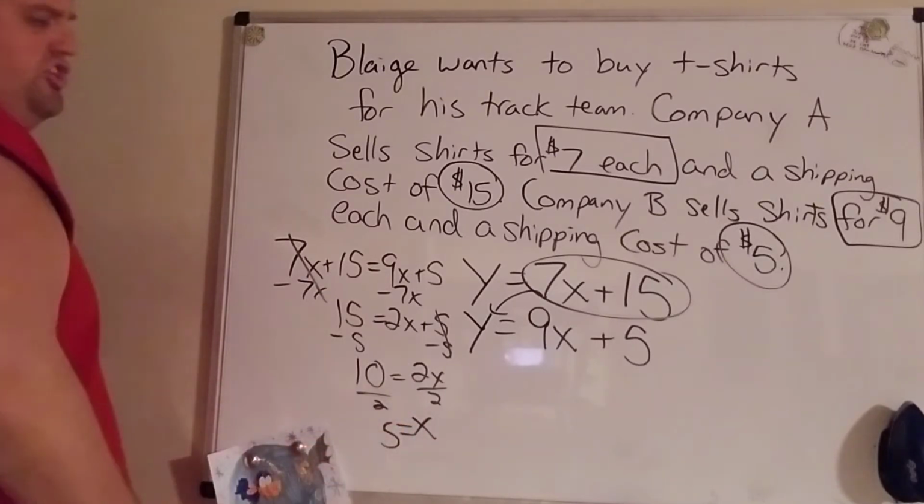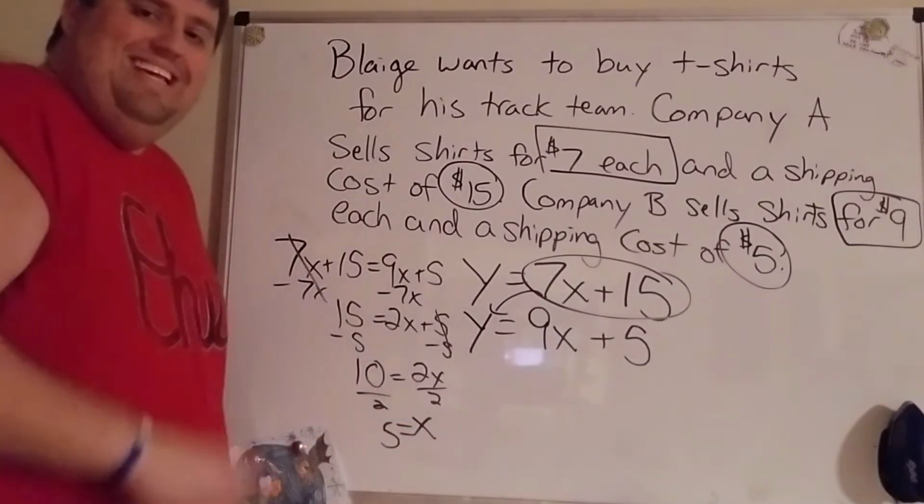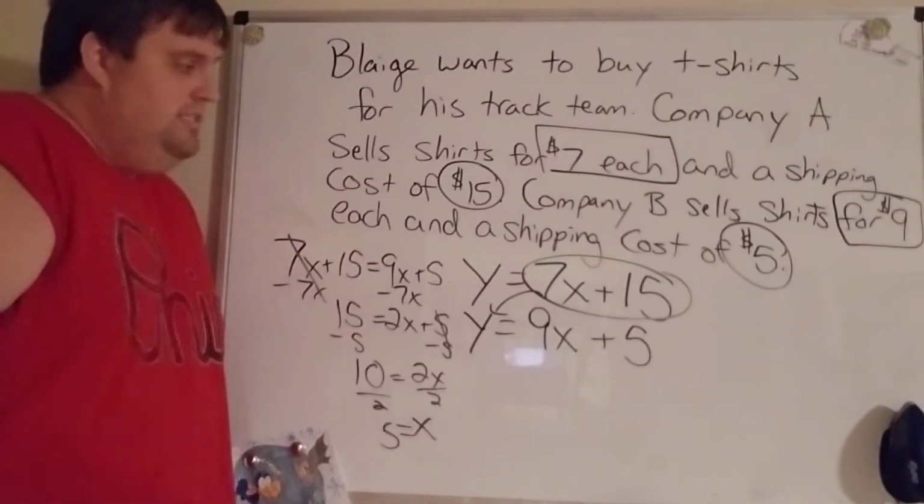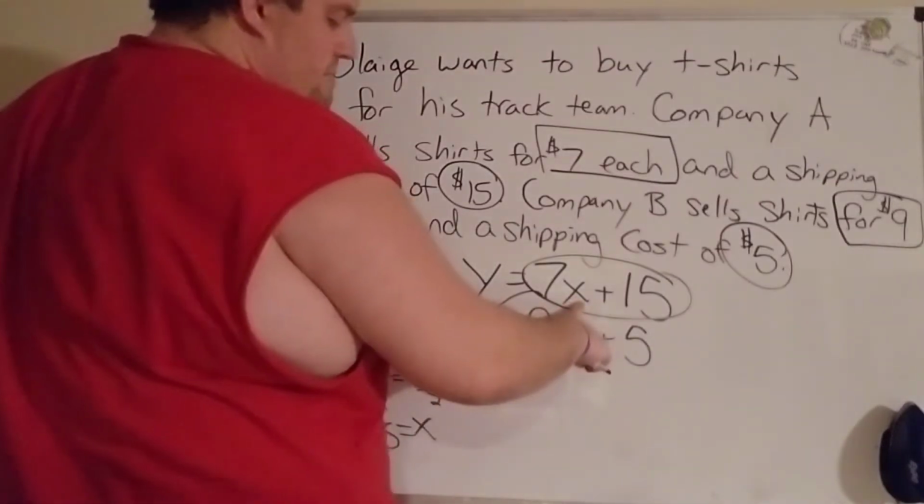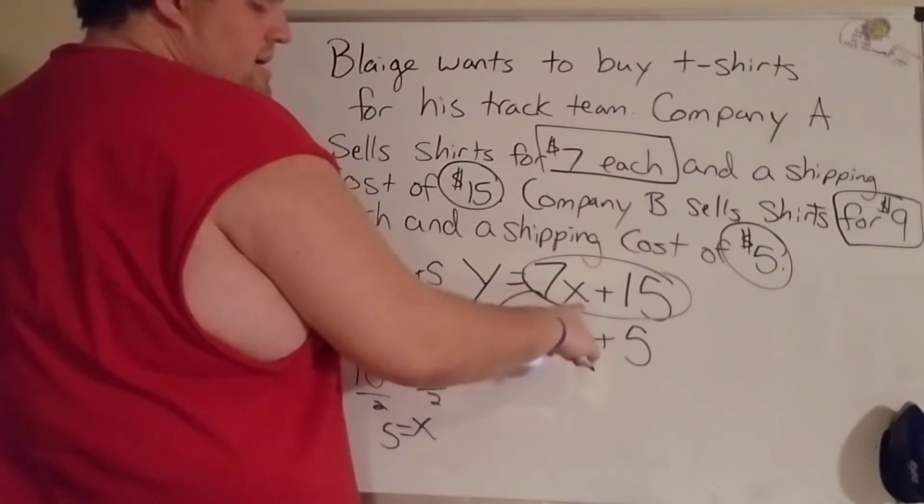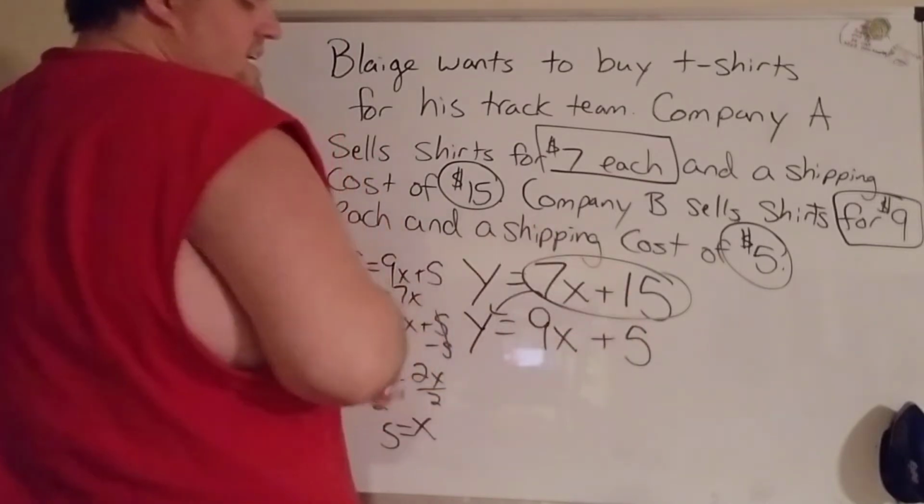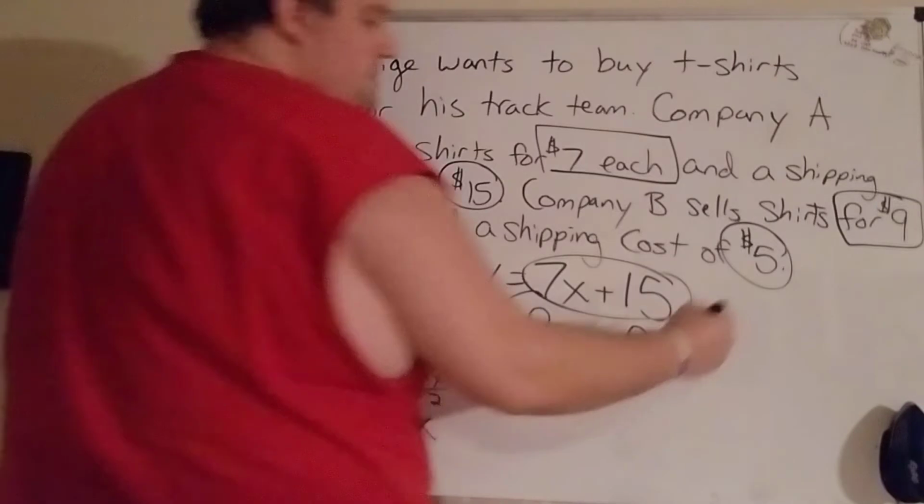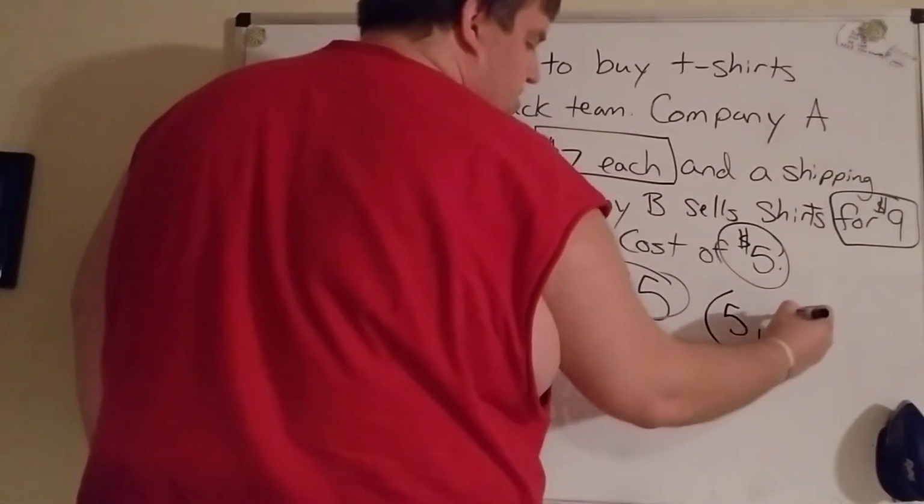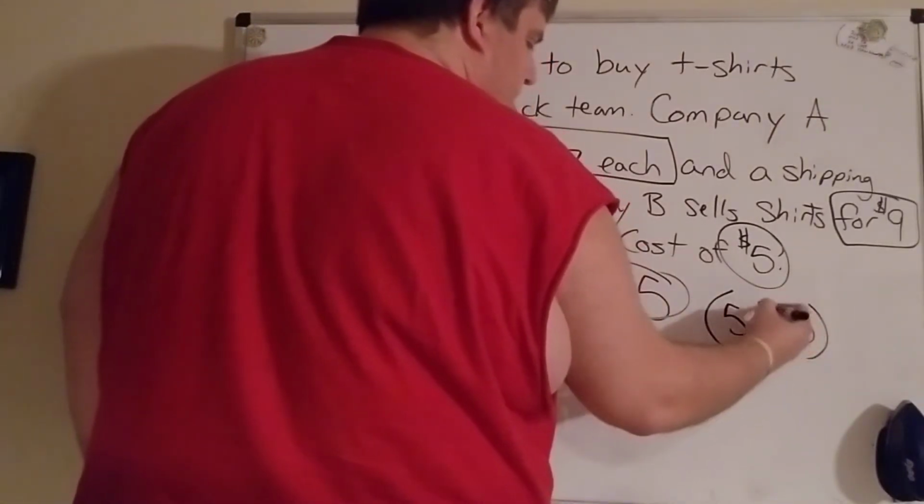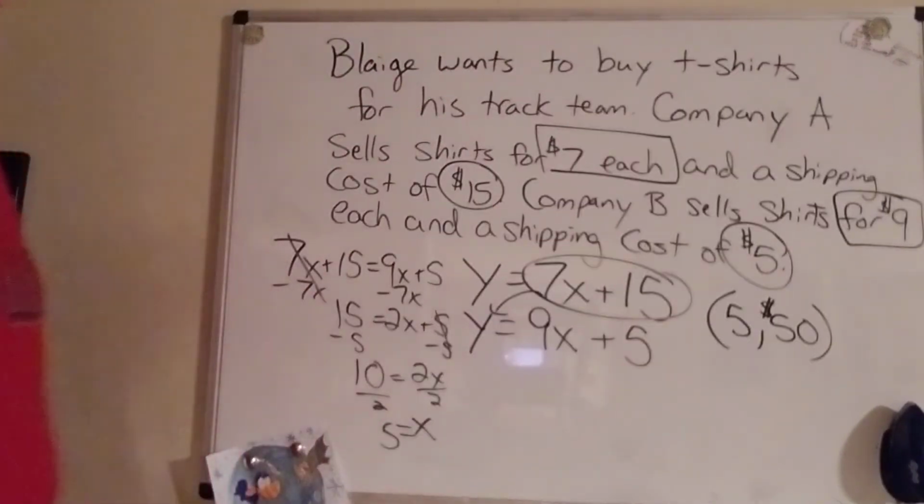After 5 shirts, they're going to be the exact same cost. It looks like if we plugged 5 back in, 7 times 5 is 35 plus 15 is going to be $50. So if I order 5 shirts from both of them, they're going to be $50. That's when they'd be even.